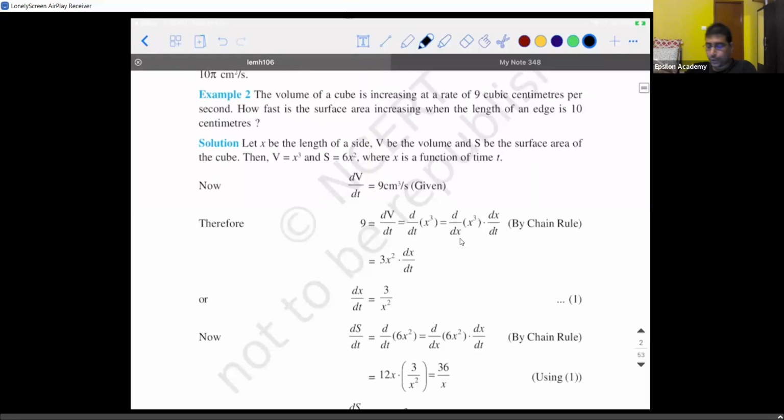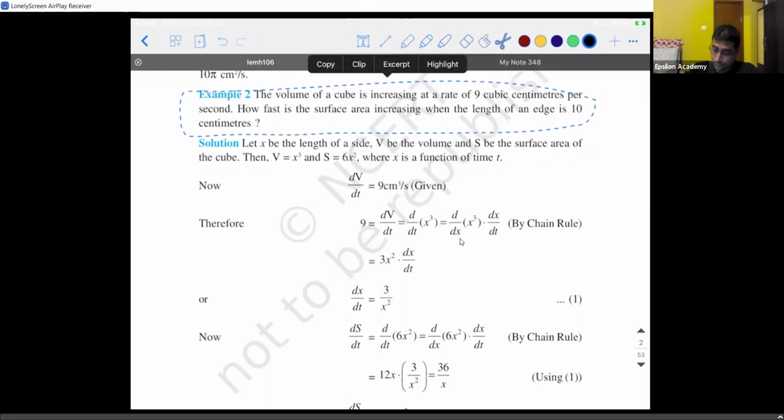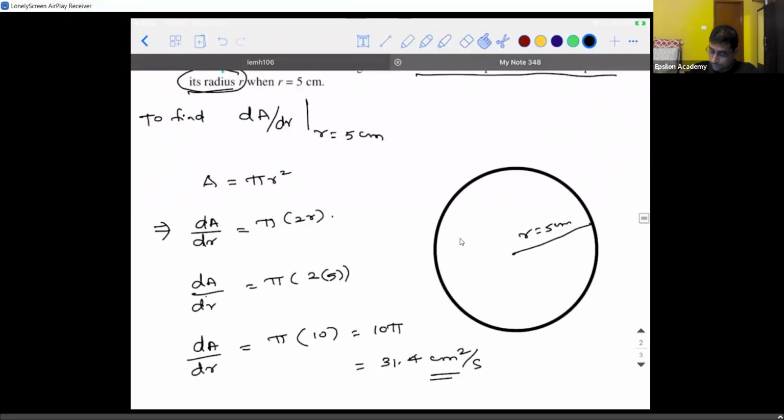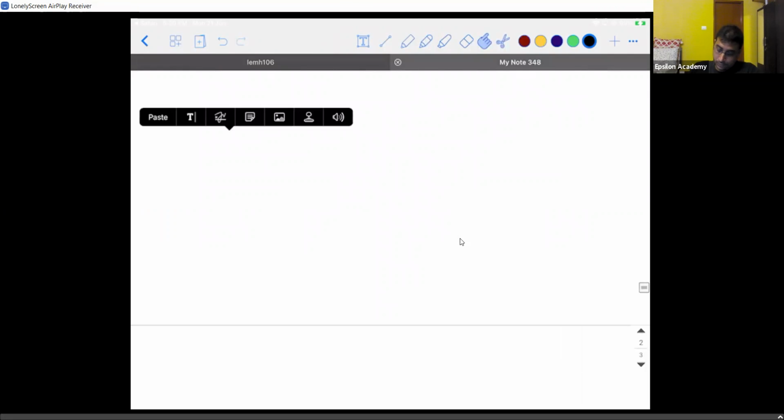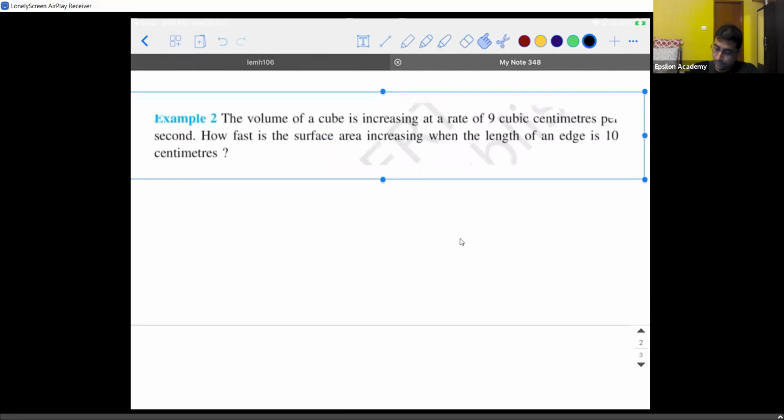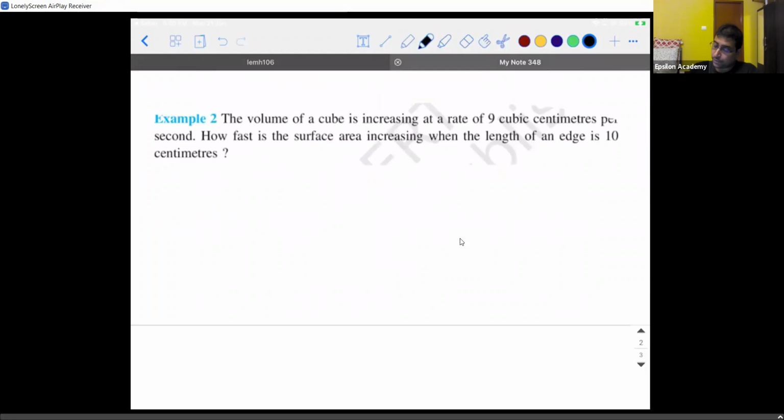Next one. Let's see. The volume of a cube is increasing at a rate of 9 cubic centimeter per second. How fast is the surface area increasing when the length of an edge is 10 centimeters? So, given volume.